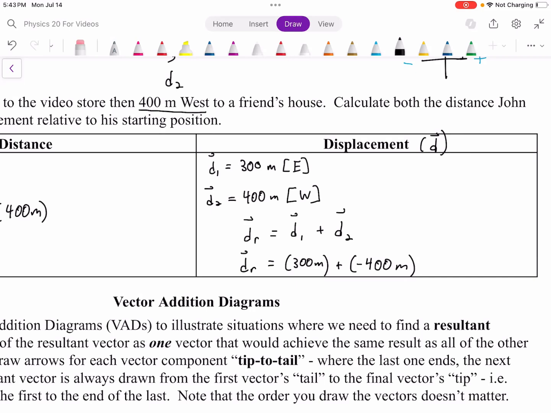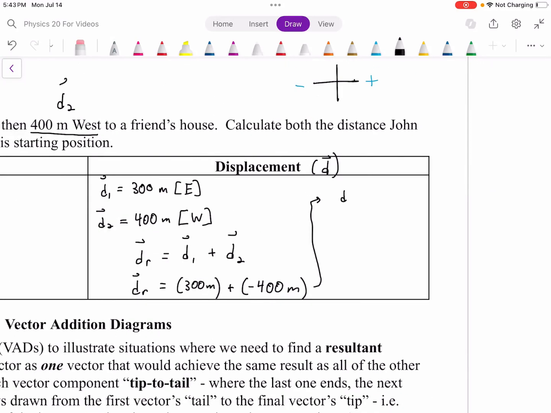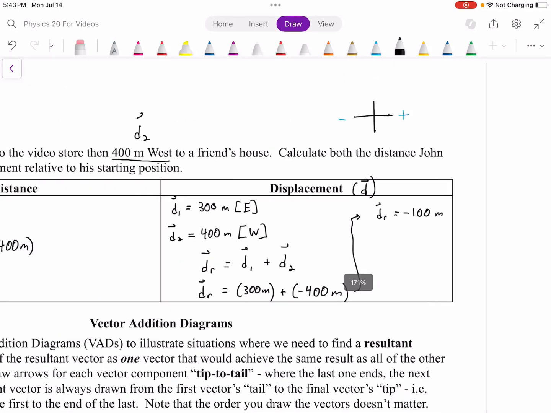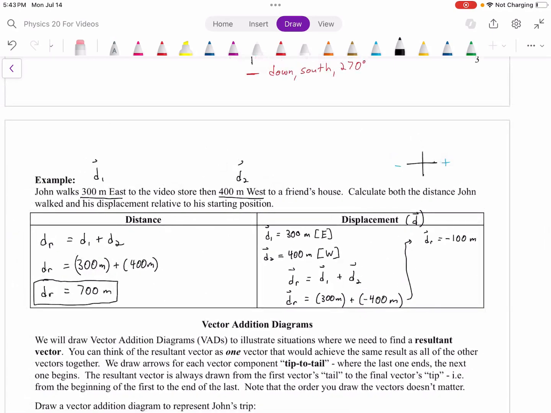So now my resultant displacement, just going to move up here where I got a little more room. My resultant displacement, I'm going to get negative 100 meters. Okay. Now that's not quite done yet, right? We're on the right track, but we need to actually do the work of interpreting this sign, right? Because again, the question didn't say anything about positive and negative.